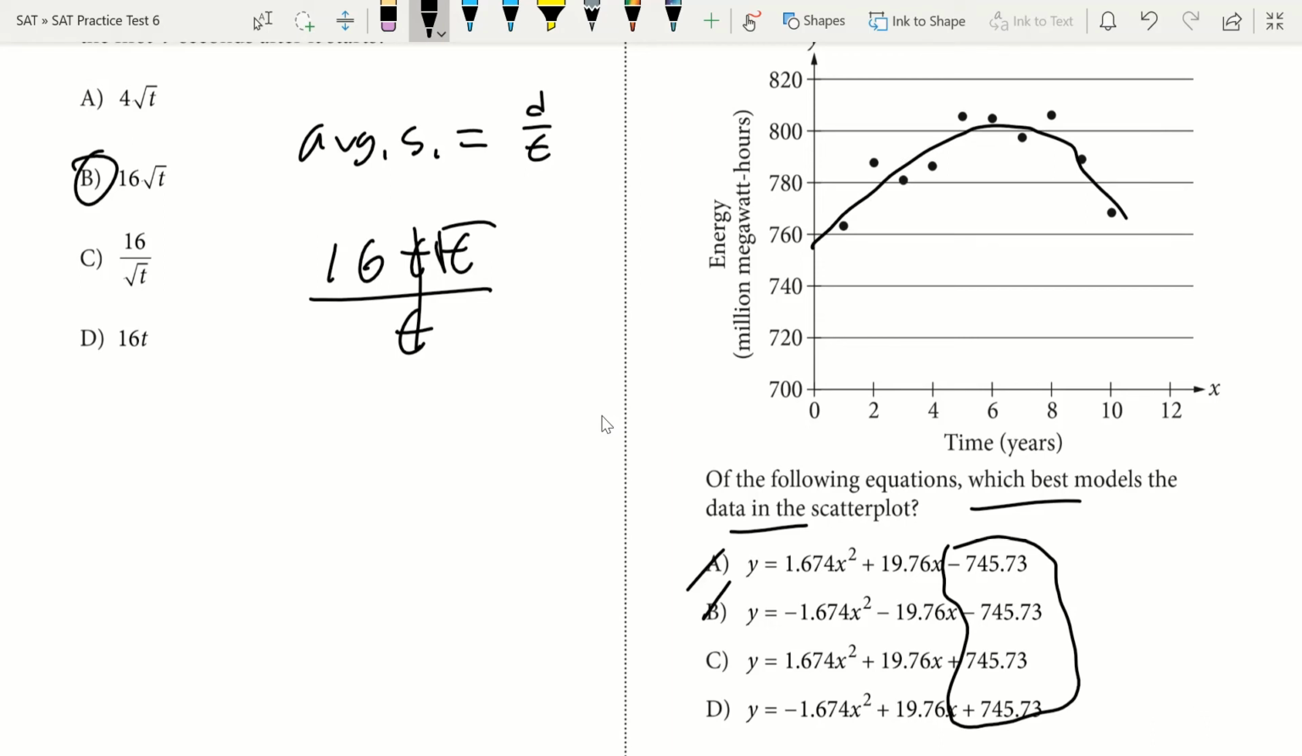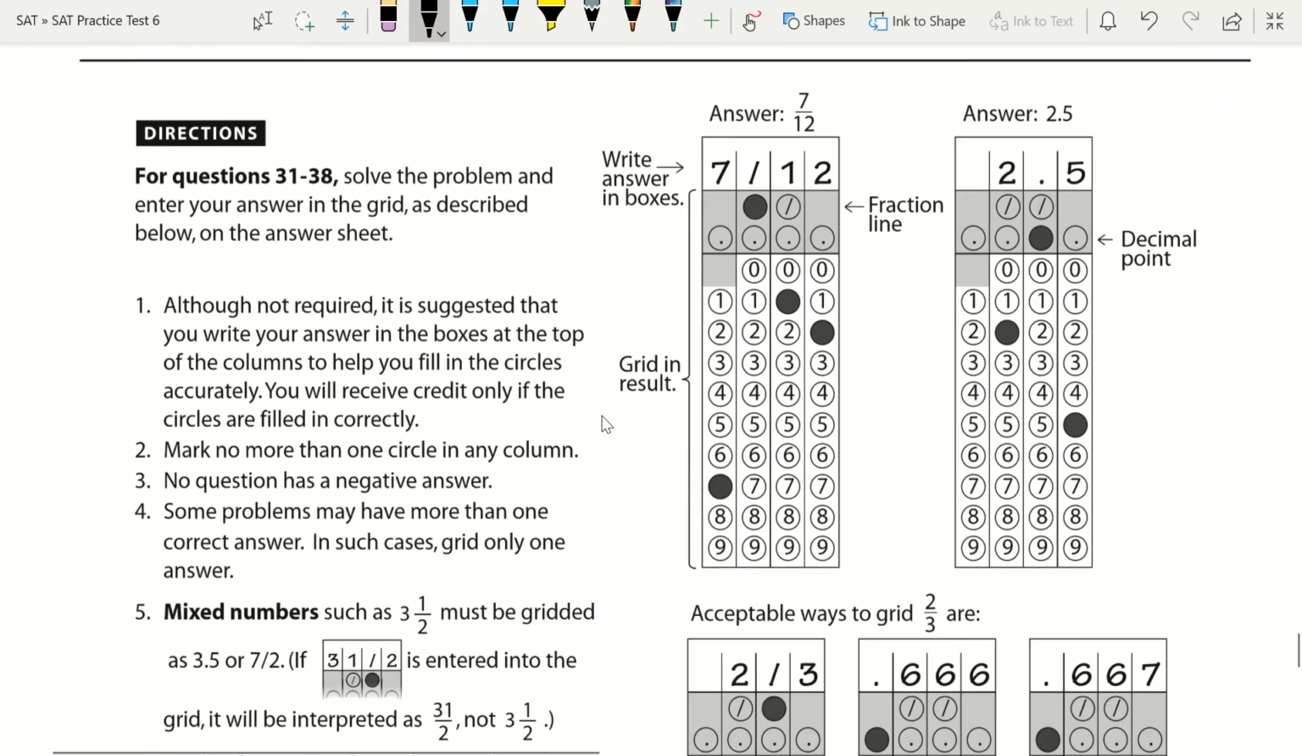So when I look at choice C, I see we have a positive times x squared and a positive times x. If that was the equation, it would just keep going up. It would never come down. It would just keep going up and keep going up. So I know C can't be my answer, and I know that D has to be my answer then. Okay, now I can move on.